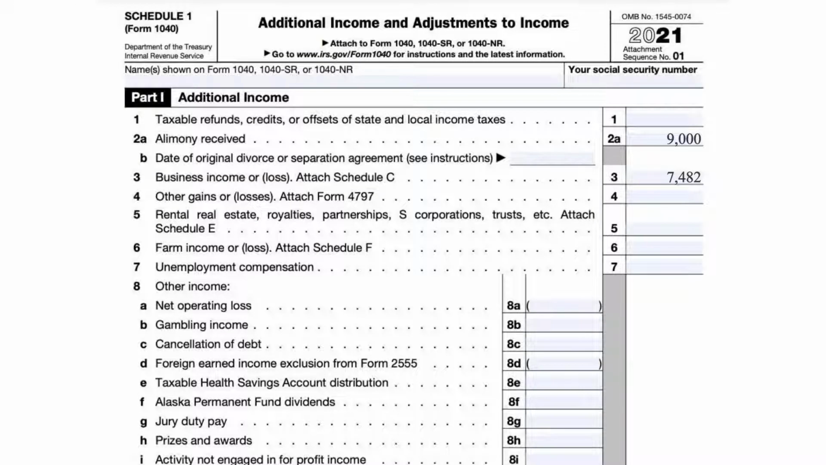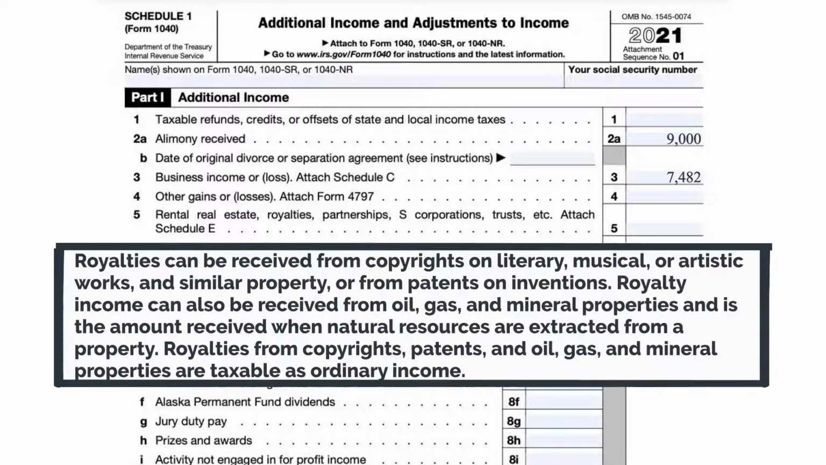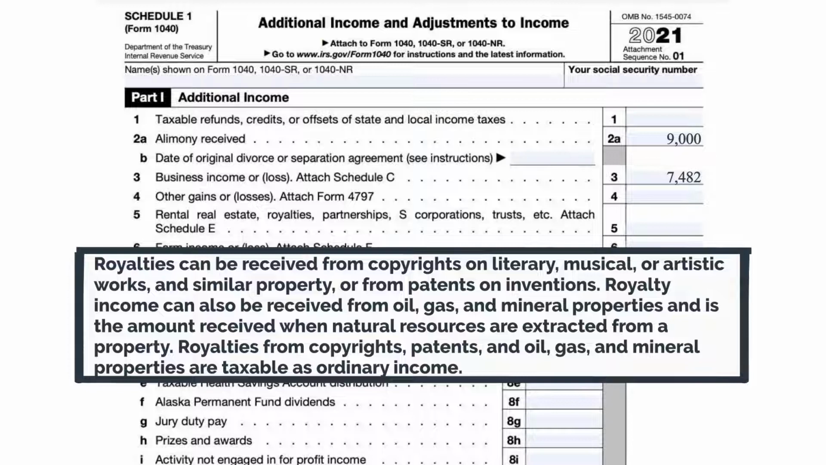In addition to being used for rental expenses, Schedule E is also used to report royalty income. Royalties can be received from copyrights on literary, musical, or artistic works. Royalty income can also be received from oil, gas, and mineral properties, and is the amount received when natural resources are extracted from a property. Royalties from copyrights, patents, and oil, gas, and mineral properties are taxable as ordinary income. Emily does not have royalty income, so we can go back to Schedule 1 and fill in line 5.